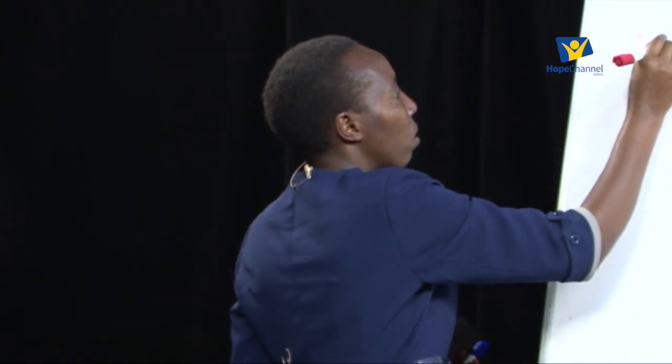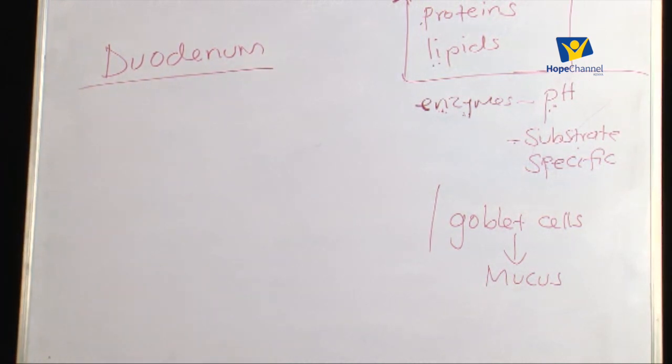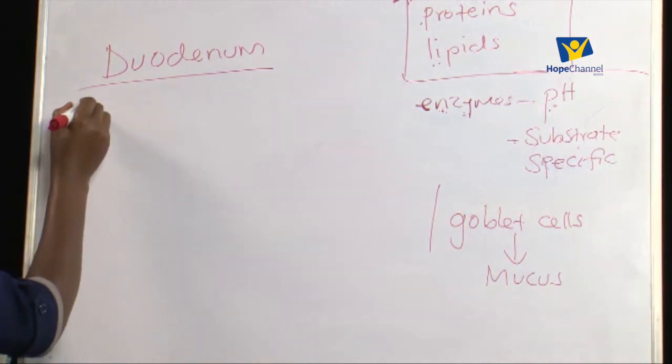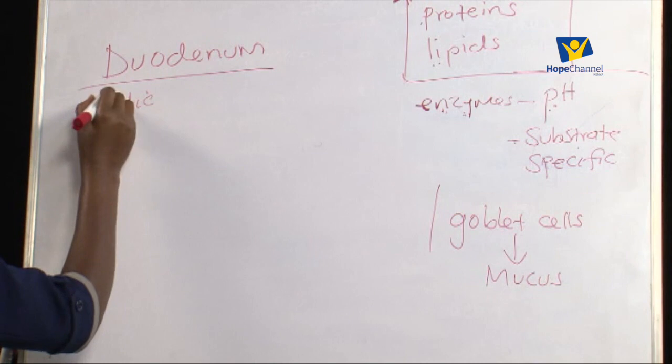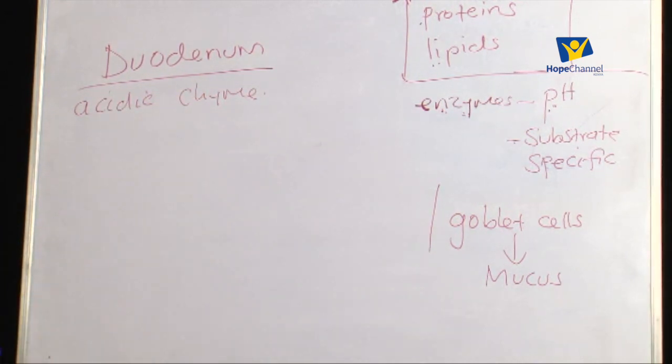So we move to the duodenum. Now, what is getting into the duodenum? We have the acidic chyme. So far, what have we digested? What have we broken down?